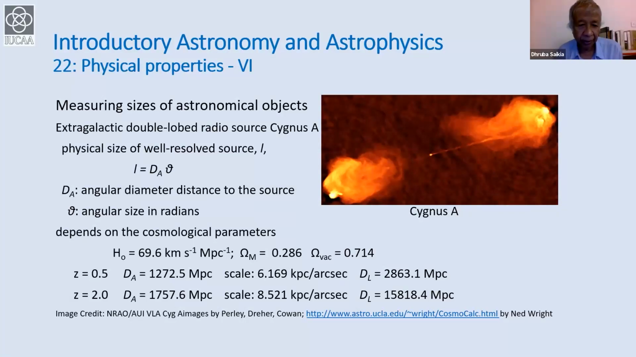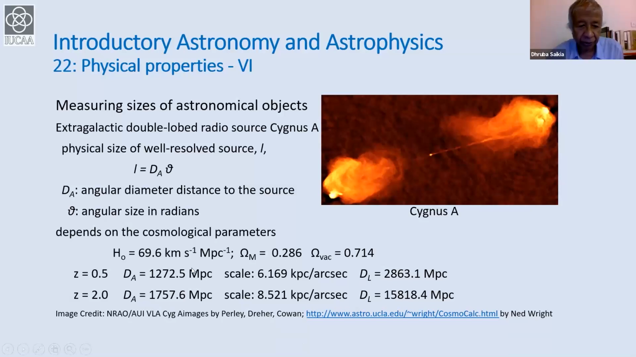As you will recall, this is what we discussed while discussing the various rungs of the cosmic distance ladder. I've just given over here what the scale of conversion would be at redshifts of 0.5 and 2.0. Okay, and the angular diameter distances.